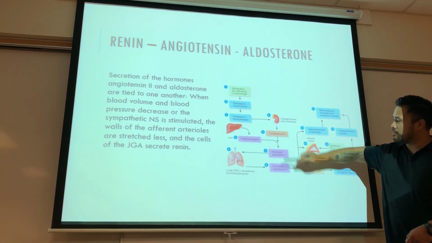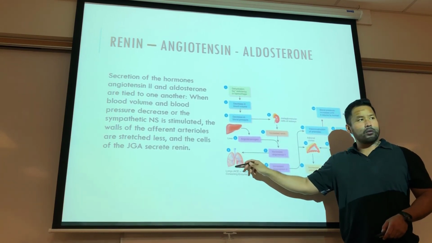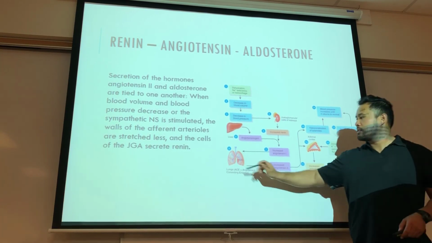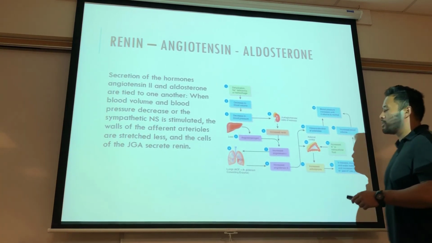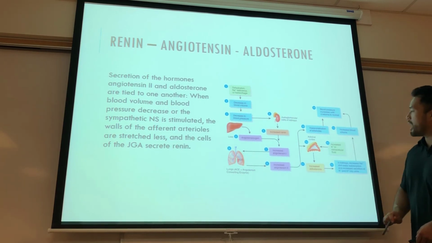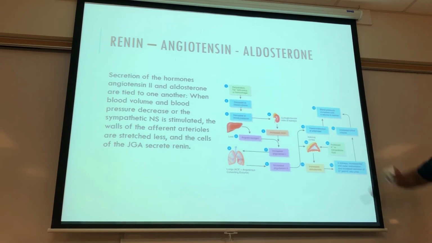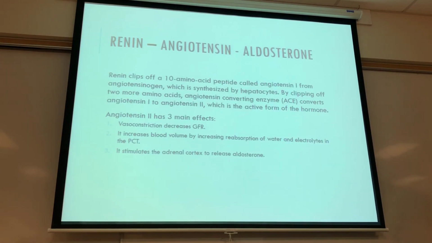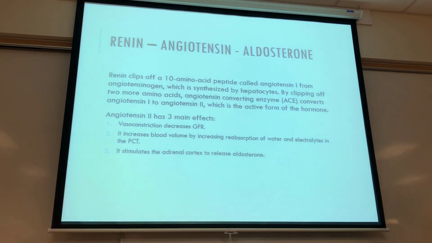Angiotensinogen comes in, it's cleaved by renin, and now you have angiotensin 1 that's converted to angiotensin 2 by way of our ACE enzyme in the lungs. ACE, being our angiotensin converting enzyme, converts it into angiotensin 2. Angiotensin 2 then comes back and vasoconstricts our arterioles. Where does it do that? Angiotensin 2 vasoconstricts our glomerulus.